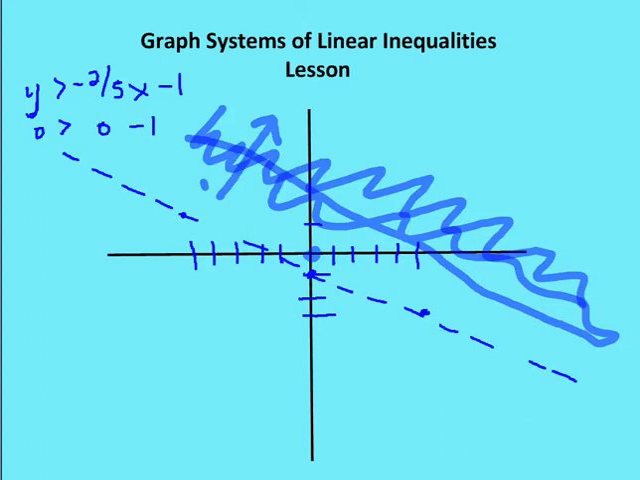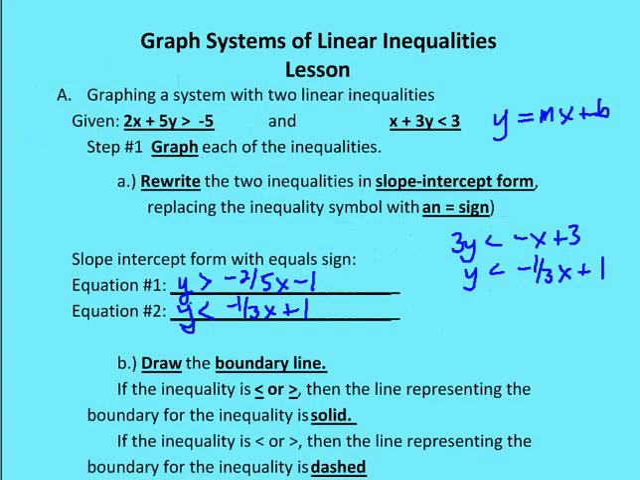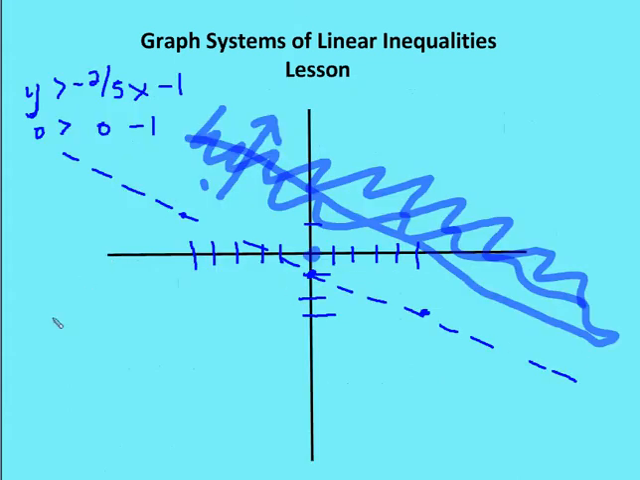Okay, so let's take on our second inequality. Y is less than negative 1/3 x plus 1, and let's do that in red. Y is less than negative 1/3 x plus 1, which we're going to change to y is equal to negative 1/3 x plus 1. And we're going to go ahead and graph that equality using a dashed line. And we know that the y-intercept is 1.